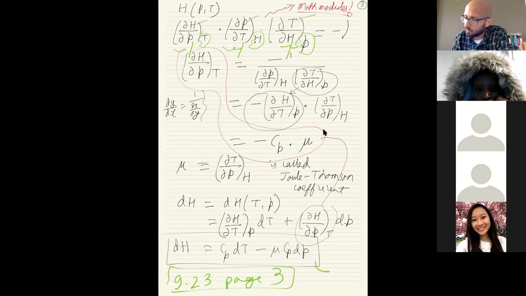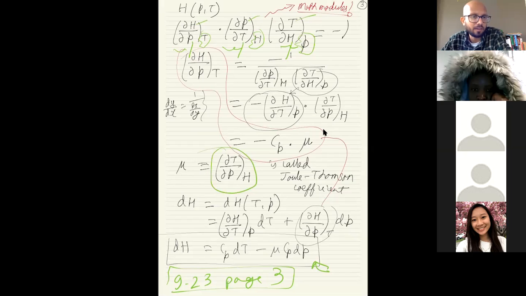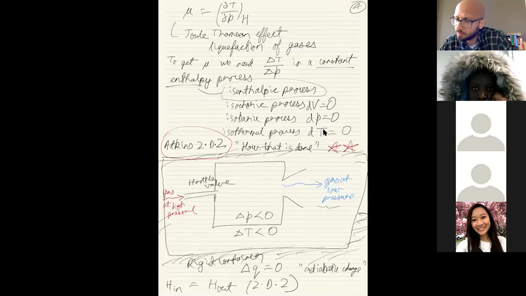This could be something, just to give you a flavor of how the final exam might look like. There could be a problem where I just ask you to derive, show that dH is equal to Cp dT minus mu Cp dP, where mu is partial T by partial P at constant H, for any gas. And then you have to work through and do this on your own. So this could be a typical exam problem. That's why I said this is important.